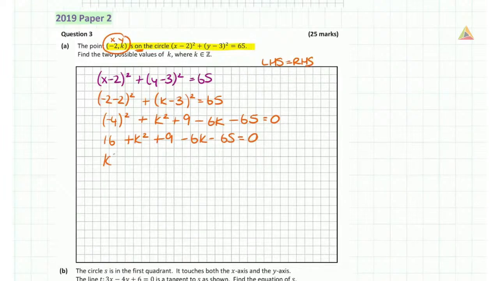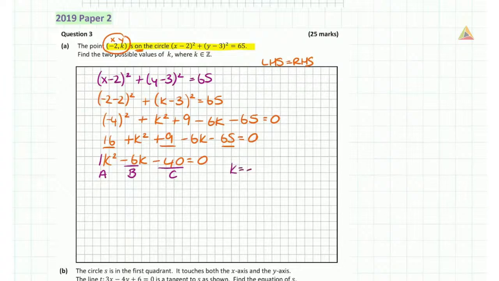And just tidying up, we'll end up with a quadratic equation. k squared minus 6k, and putting your 3 constants together, that should give you minus 40 equals 0. So you've 2 choices here. It's a quadratic equation. You can go ahead and factorize it using guide number, or what I'm going to do is use the minus b formula. So my a is 1, my b is minus 6, and my c is minus 40.